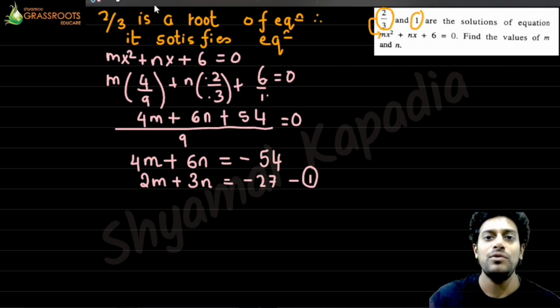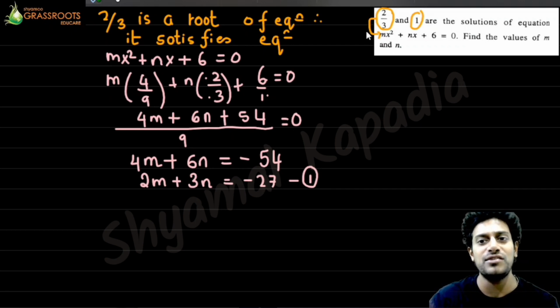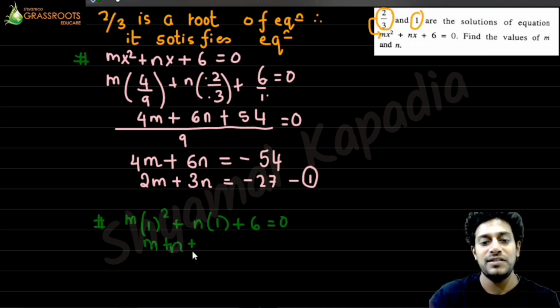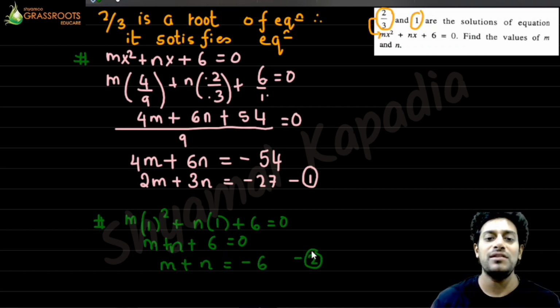Right? And now you can say that even that other is an equation, it's a solution, even 1 is a solution. To now x ke badle 1 daalo. Okay, again you put x as 1, so m into 1 square plus n into 1 plus 6 is equal to 0, right? So you get m plus n plus 6 equal to 0. So can I say m plus n is equals to minus 6? Equation 2.